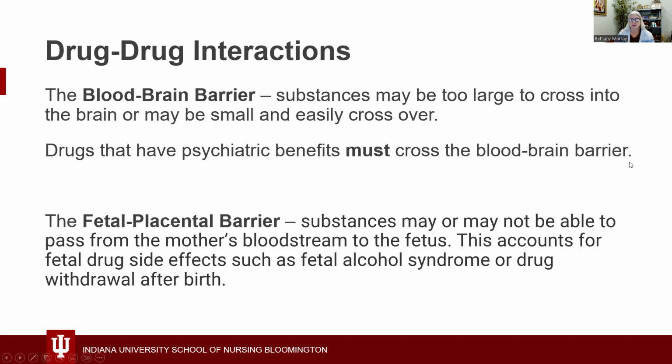Okay, so there's a couple of unique plasma membrane barriers to keep in mind. One is the blood-brain barrier. This is a barrier in the vascular system that's designed to help protect our brains from toxic elements. And large molecules have a great deal of difficulty in crossing over into the brain. Small molecules might easily be able to cross over into the brain and have an effect. So any drug that is prescribed for a psychiatric reason must be able to cross the blood-brain barrier.